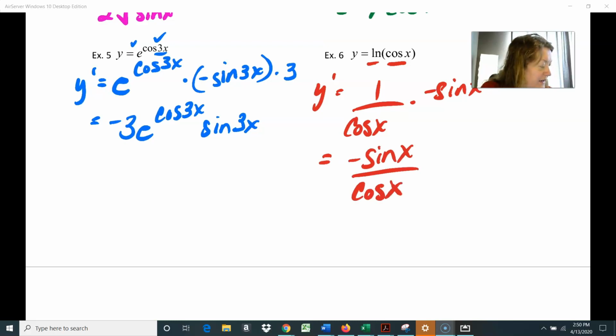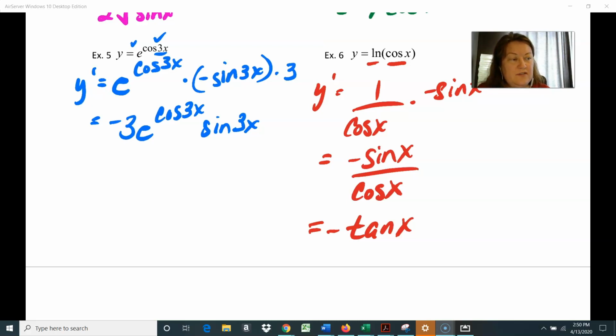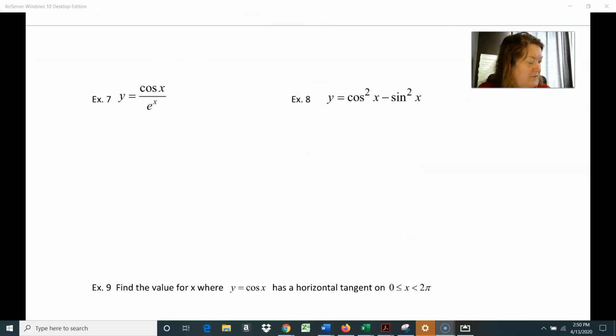And you could leave it like that, or you could show yourself to be super smart and say, I know sine over cosine happens to be tangent of x. And that would be all good. All right, so there's our first page. Okay, so main idea, derivative of sine is just cosine. Derivative of cosine is sine, but you have to do a sign chain in front, so a negative in front.